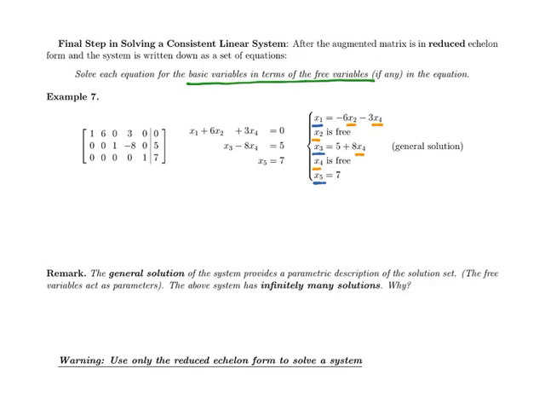We get those solutions just from the equation. So we have x1 plus 6x2 plus 3x4 equals 0. We are just subtracting 6x2, subtracting 3x4 on the other side, and getting an equation with x1 on the one side. Same thing with the other two equations. We have this x2 is free and x4 is free. Note that sometimes we're going to write that as x2 equals x2 and x4 equals x4.